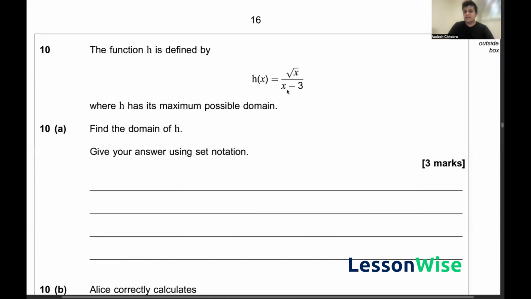Also, we know that x cannot be equal to 3, otherwise this denominator will be equal to 0, rendering this function undefined. So if we know that that's the case, we can write this out fairly easily as x is such that x is greater than or equal to 0, but also the fact that x is not equal to 3, hence solving this question.